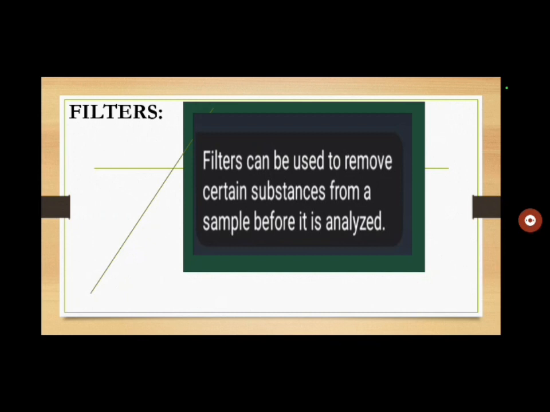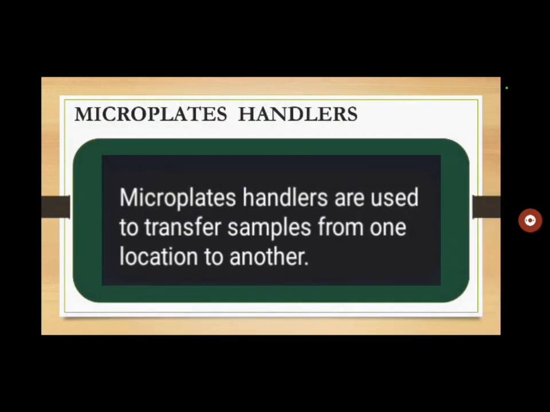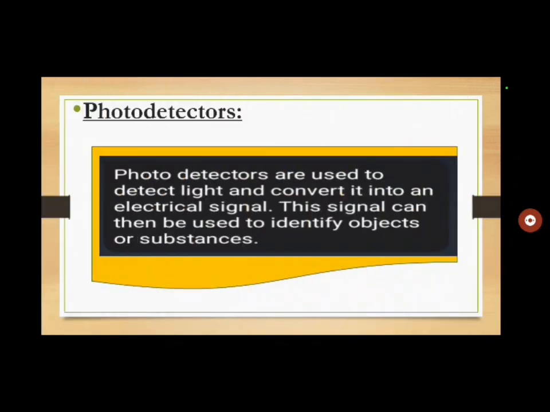Filters, the second component. Filters can be used to remove certain substances from the sample before it is analyzed. Microplate handlers, the third one. Microplate handlers are used to transfer samples from one location to another. The fourth one is photodetectors. Photodetectors are used to detect light and convert it into electrical signals. These signals can then be used to identify objects or substances.